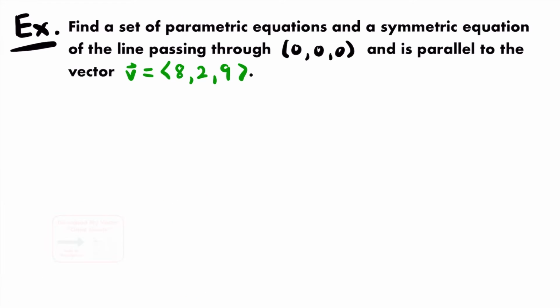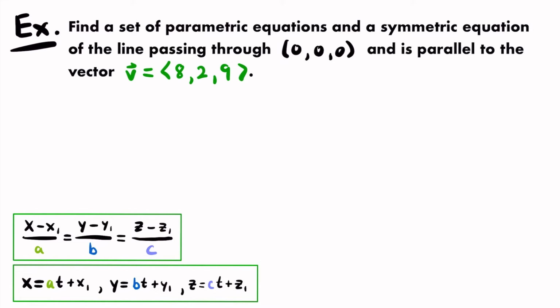But now in order to do that, we do need to know the general form of a set of parametric equations and a symmetric equation for a line in 3D. And they look like this. This first equation that we have here is the symmetric form of a line in 3D, and this second set of equations that we have here is the parametric form of a line in 3D. And you can tell pretty easily that they are parametric equations because x, y, and z are all defined with some parameter t.